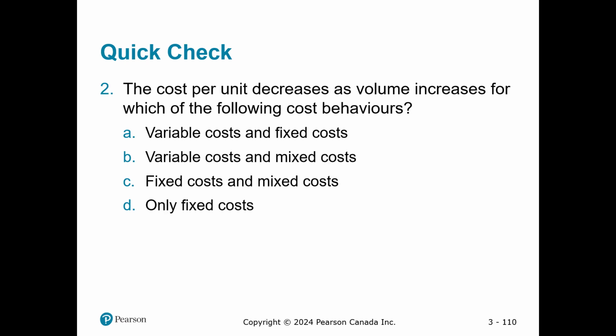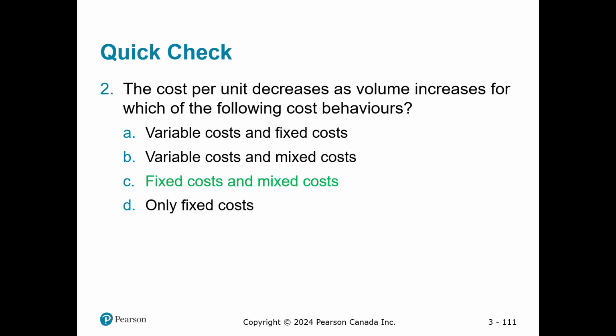2. The cost per unit decreases as volume increases for which of the following cost behaviors? So cost per unit decreases as the volume level of activity increases. A, variable cost and fixed cost. B, variable cost and mixed cost. C, fixed cost and mixed cost. D, only fixed costs. We know, because I just answered this question, fixed costs and mixed costs. Per unit fixed costs decrease as the activity increases, and mixed costs decrease because of their fixed cost component as the activity increases.